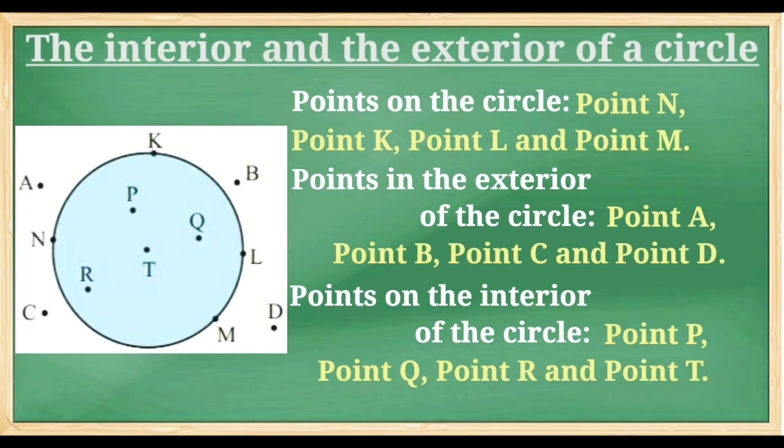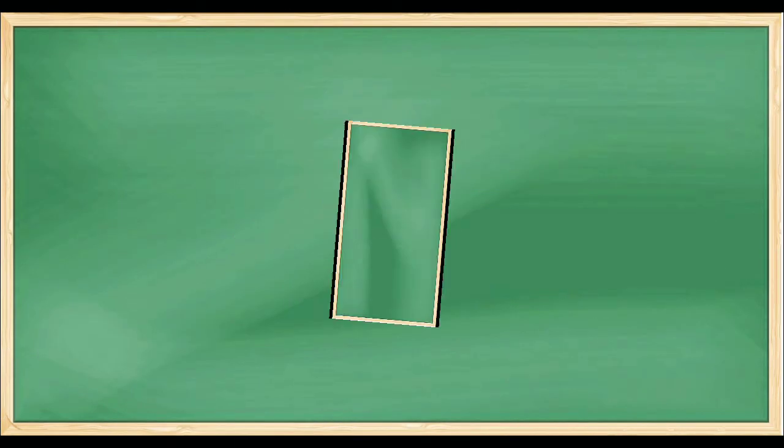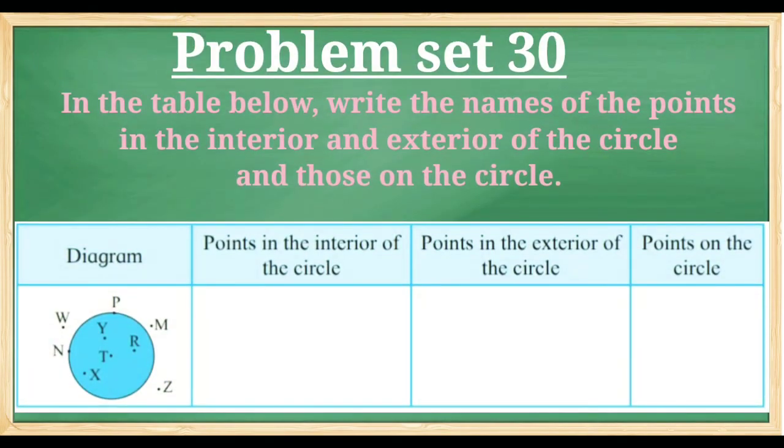Based on this, let's try to solve problem set 30. So, in the table given, you are expected to identify the points on the interior of the circle, in the exterior of the circle and points on the circle and write them down in the place allotted. When we observe the given diagram carefully, we can tell that the points on the interior of the circle are point Y, point R, point T and point X.